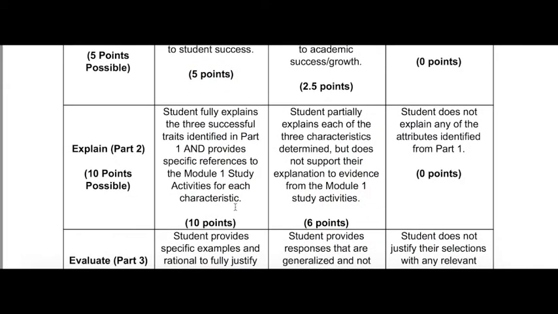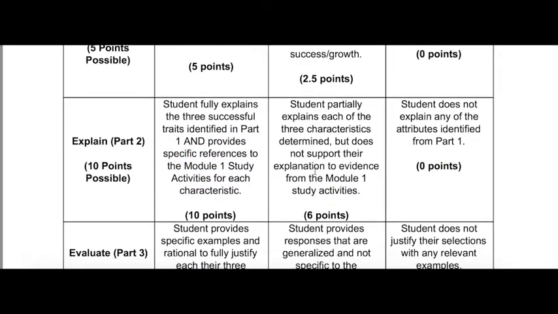Part 2 requires a little bit more work. Not only are you identifying the 3 characteristics, but you're explaining them, and most importantly, you're providing those specific references to the Module 1 study activity. So refer back to things you saw in Chapter 1. If you're taking the class face-to-face, refer back to what jumped out at you in the lectures. If you're taking the class online, go back to those study activities and refer to those and explain what these different characteristics mean from that standpoint. That's the difference between full credit here and partial credit over here.